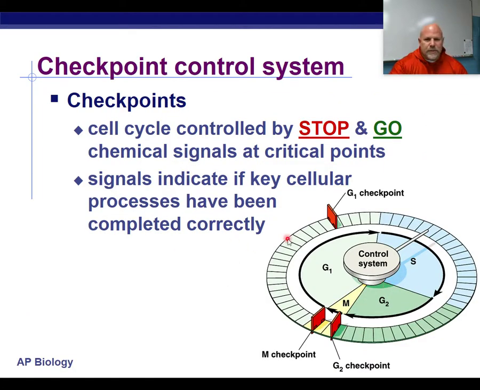All right, so there's 3 checkpoints we're going to talk about. One is called the G1 checkpoint, and it's at the end of G1. One is called the G2 checkpoint at the end of G2. And the other one's called the M checkpoint, and that takes place right before the sister chromatids separate during mitosis.